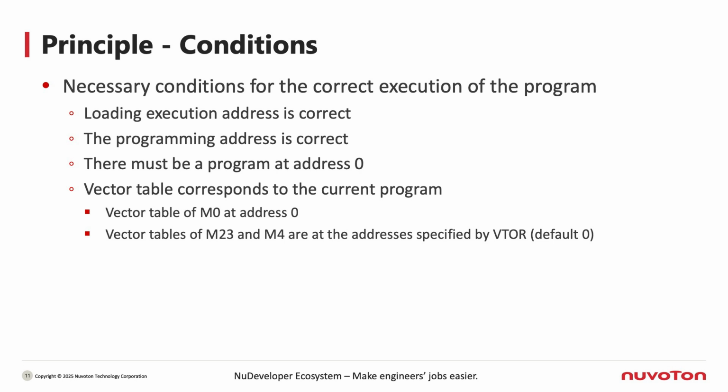Otherwise, if the corresponding interrupt function cannot be found after the interrupt is generated, a hard fault will occur. It should be noted here that the interrupt vector table of M0 must be at address 0. The default vector tables of M23 and M4 are also located at address 0. However, they have the function of modifying the offset of the vector table, which can change the position of the vector table during operation. Therefore, no matter M0, M23, or M4 is powered on, it will start from address 0.